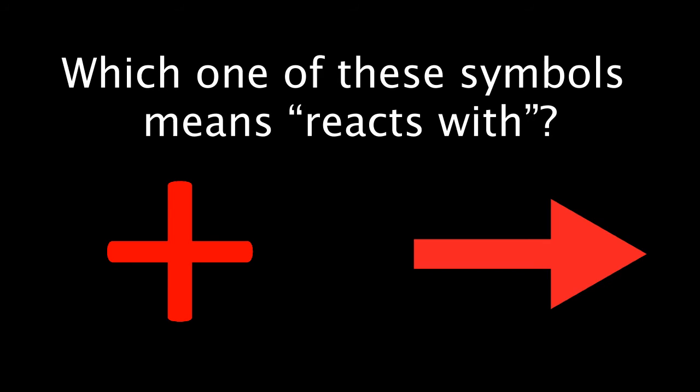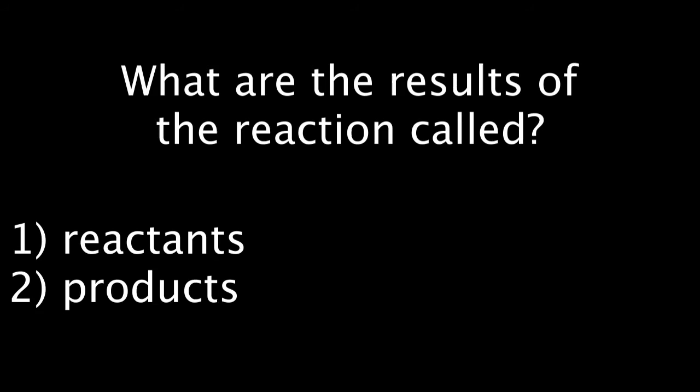Now, which one of these symbols means that the substances are reacting with each other? The answer is the plus sign. The arrow means to yield. Now, what are the results of the reaction called? The answer is the product. The substances that react with each other are called the reactants.